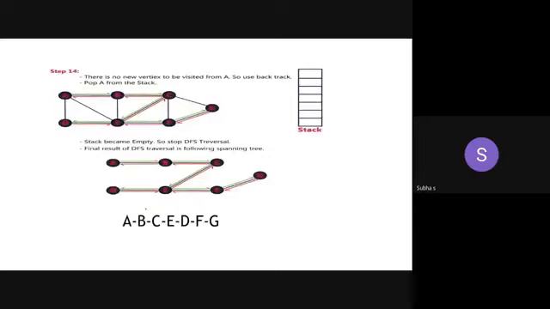Finally, you have only one vertex, A. From A, all other nodes are visited. So pop A from the stack. Now see, the stack is empty. At this stage only, our traversal comes to an end. Okay, so stop the DFS traversal. So this is your final result.